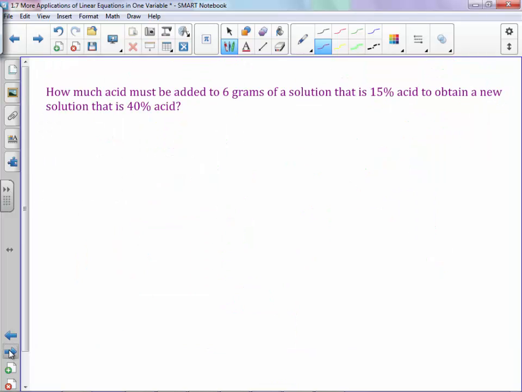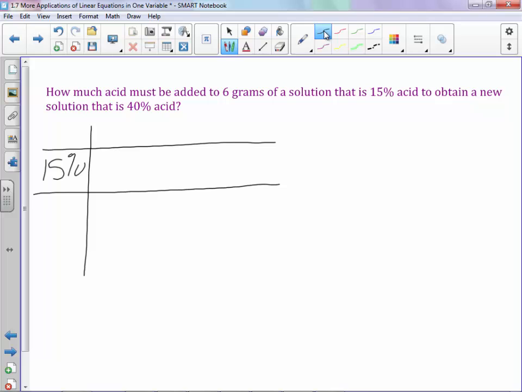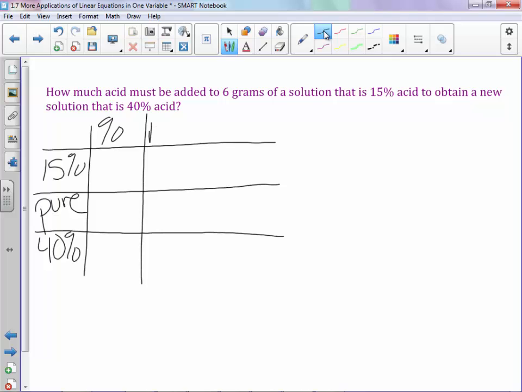And this last one is another mixture problem. This time you're actually mixing two things together like we did with our nuts. Start with our chart. The things we're mixing. We have a solution that's 15%. We're mixing the pure acid to it. We want to end up with a 40% solution. Once again, the things we know, that percent, the amount, and this is going to be our total as far as the acid in our solutions.